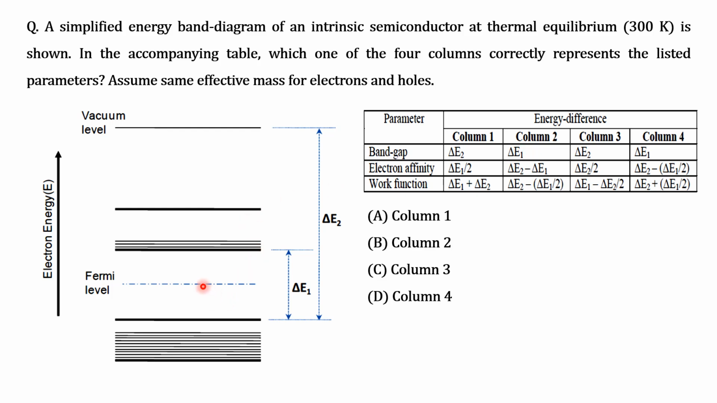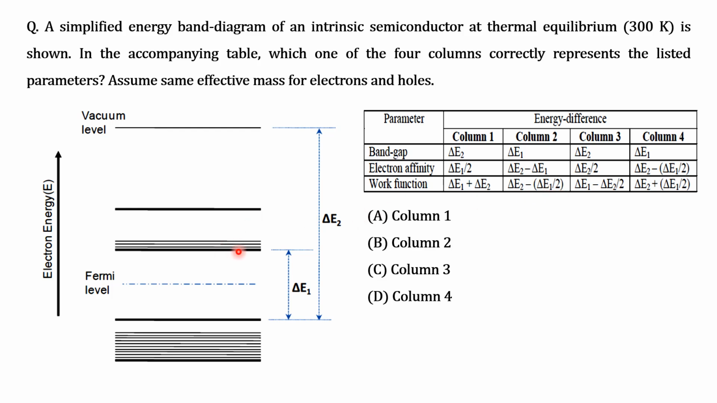So next is removing an electron from the Fermi level to the vacuum level. That is the work function. Here the Fermi level lies at the center of delta E1, so the Fermi level lies at delta E1 by 2. This is delta E1 by 2, and this is delta E1 by 2. Suppose we want to remove from this dotted line to the vacuum level, we have to do delta E2 minus delta E1 by 2.